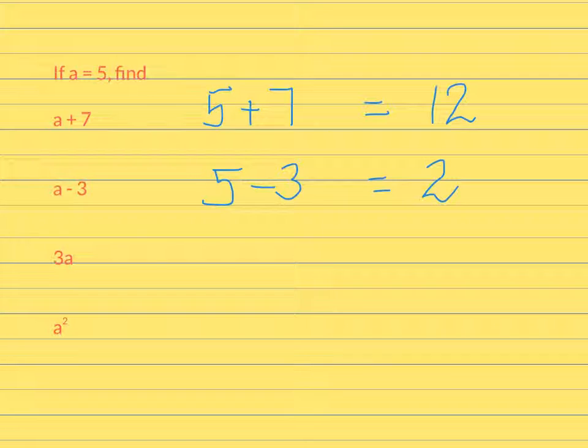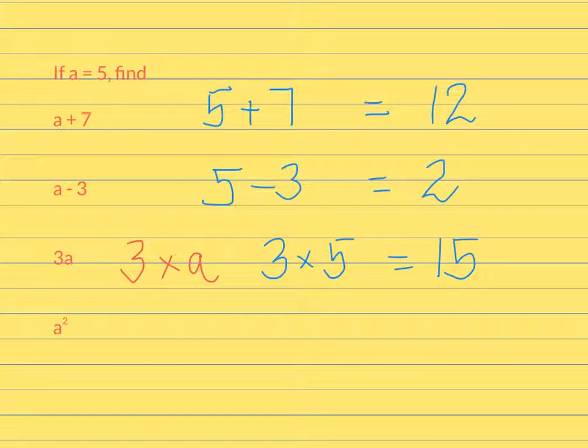Then we get to this situation where we have this one here, and be careful of this one because we spoke about this last time. Remember that 3a is the same as writing 3 times a. So we change back again. Then we can go 3 times 5. So our answer is going to be 15.